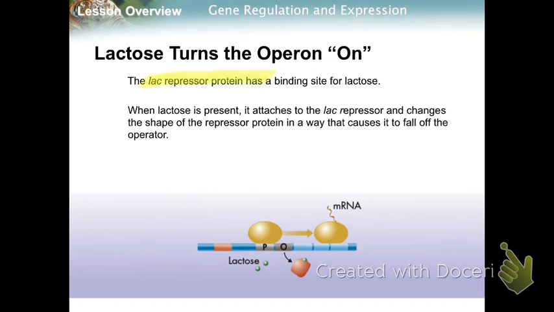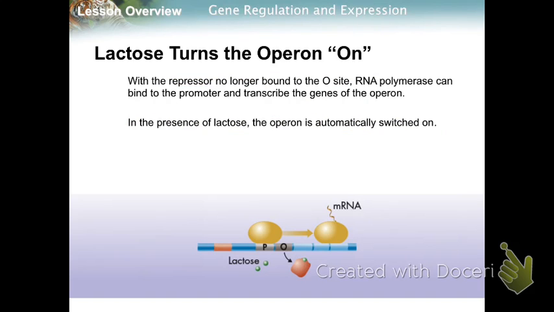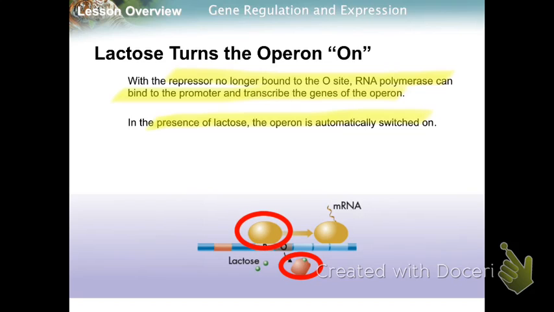That repressor protein, the lac repressor protein, has a binding site for lactose. When lactose is present, it attaches to the lac repressor, changes the shape, which makes it fall off the DNA strand, the operator region. When the repressor is no longer bound, RNA polymerase can bind to the promoter and transcribe the genes of the operon. In the presence of lactose, the operon is automatically switched on. So here we have the repressor falling off. RNA polymerase can bind and start transcription.